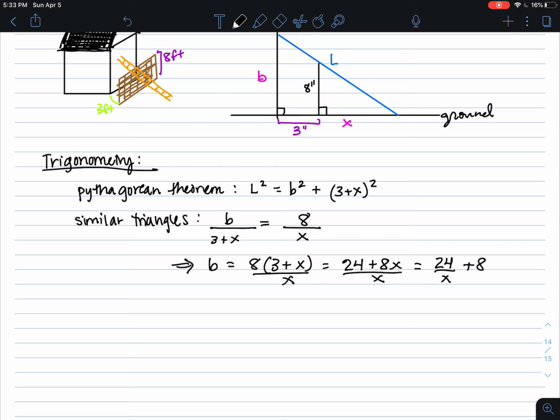And we're going to plug that B value into our L squared term. So we can rewrite L squared as (24 over x plus 8) squared plus (3 + x) squared. All right? And this is a function, so this is L squared of x. It's a function of x, which means we can minimize this function by finding some value of x that makes it minimal. And then we'll just plug that value of x back in to get our length.